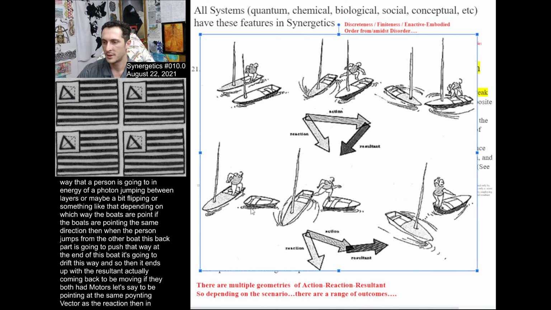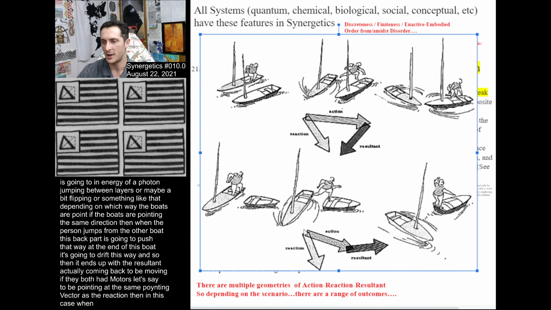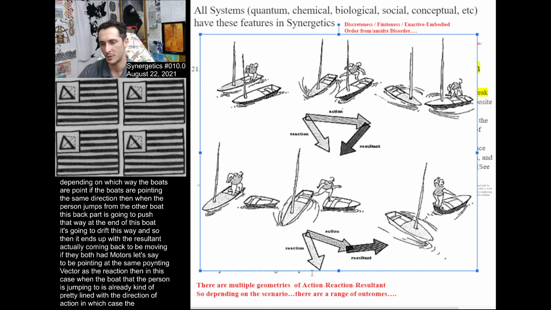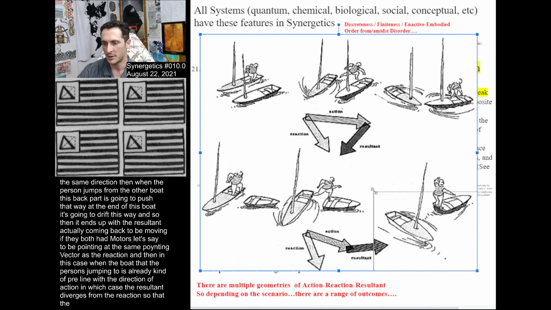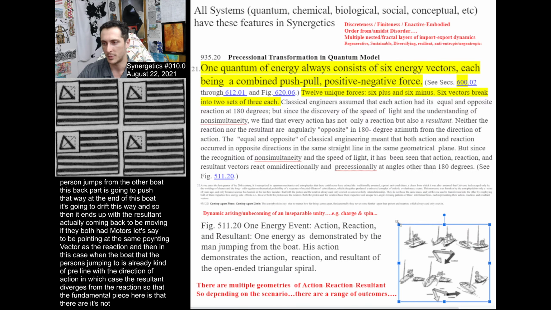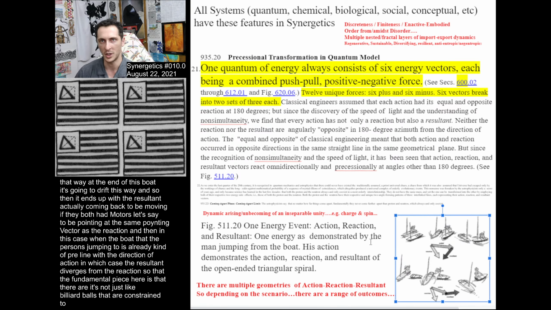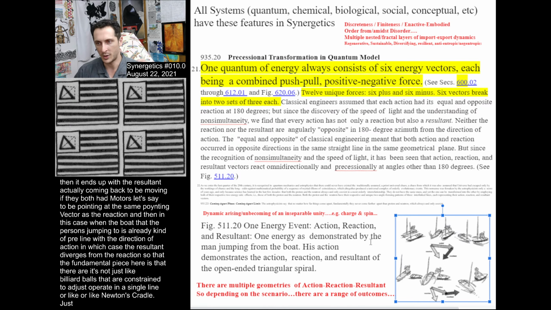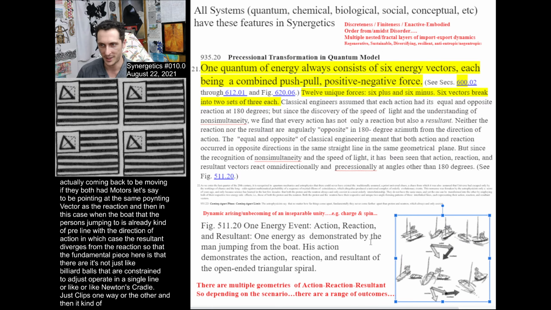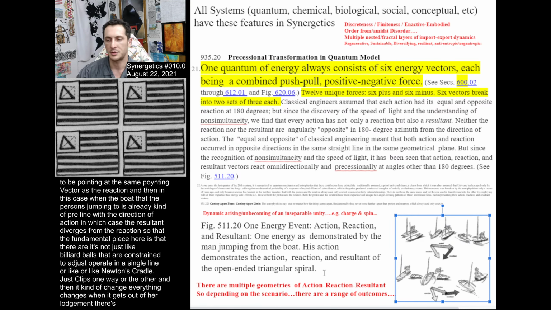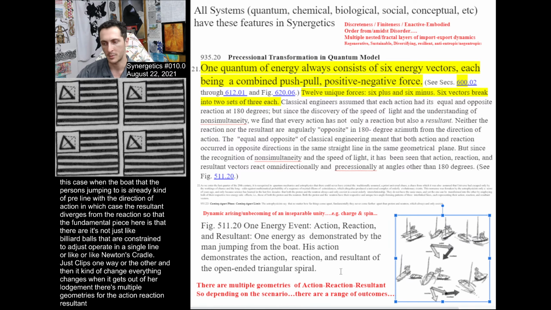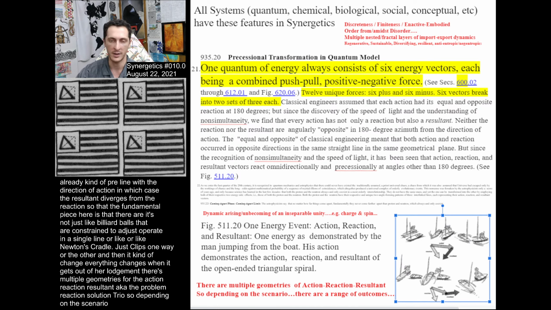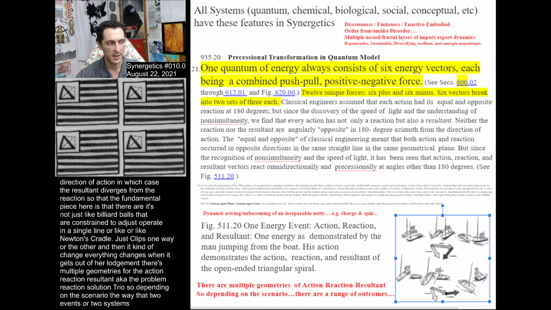And then in this case, when the boat that the person's jumping to is already kind of pre-aligned with the direction of action, in which case the resultant diverges from the reaction. So the fundamental piece here is that it's not just like billiard balls that are constrained to just operate in a single line, or like Newton's cradle that just clips one way or the other, and then everything changes when it gets out of alignment. There's multiple geometries for the action, reaction, resultant, aka the problem, reaction, solution trio. So depending on the scenario, the way that two events or two systems interact doesn't have to be linear.